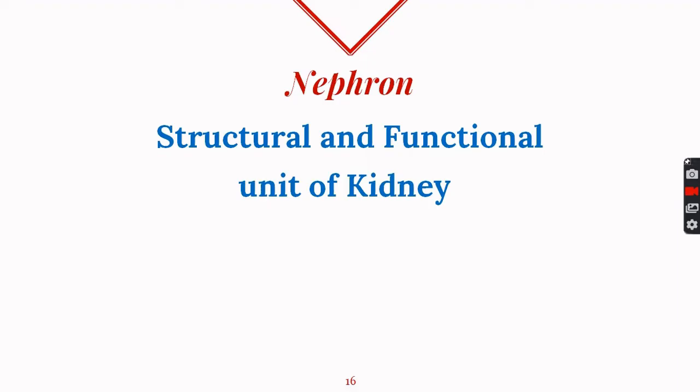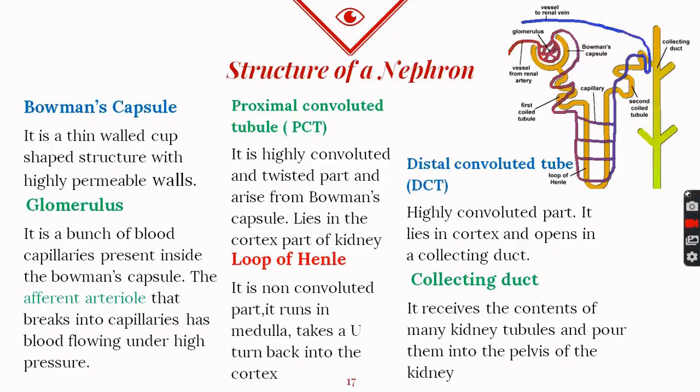The main function of the kidney is to filter blood and to remove the toxic waste urea from it. And it is done with the help of the nephron, which is called the structural and functional unit of the kidney. First of all, we will see the structure of the nephron, which can be broadly divided into 6 parts: Bowman's capsule, glomerulus, proximal convoluted tubule, loop of Henle, distal convoluted tube, and the collecting duct.